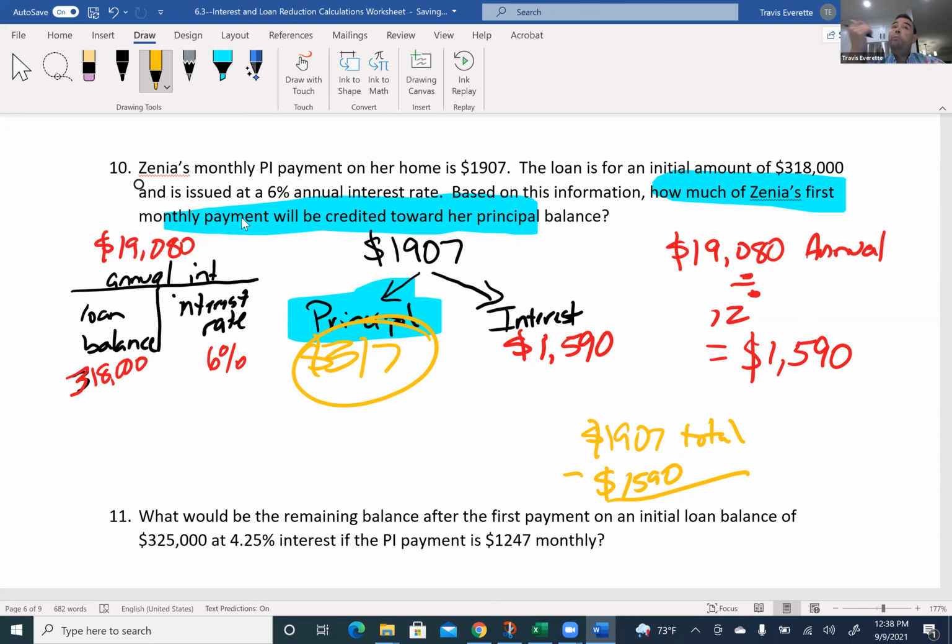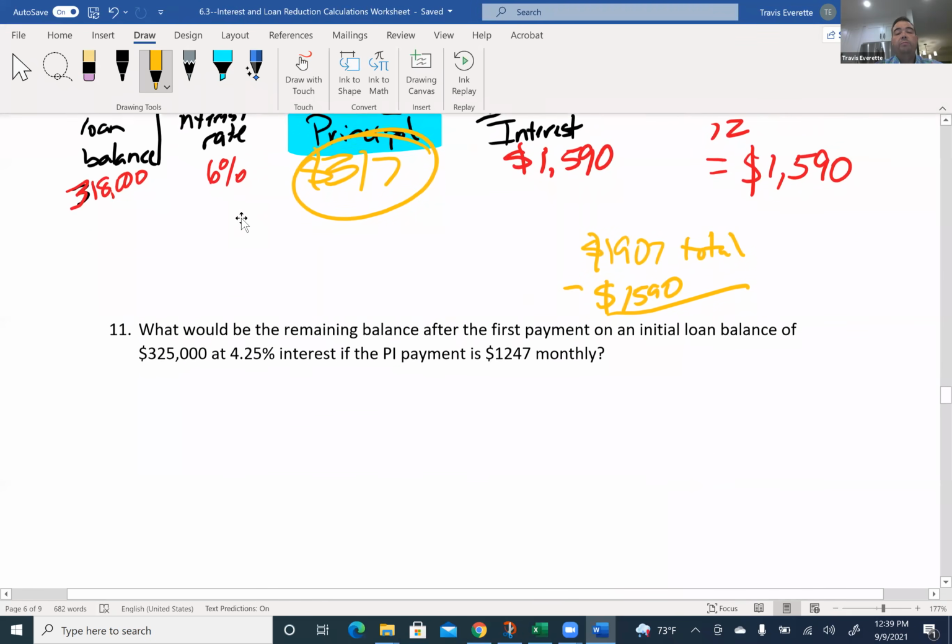Remember, the next payment would be a little bit different. The next payment would have a little bit less interest owed, because they would only be paying interest on a lesser loan balance. And because there would be a little bit less interest paid, and because the payment would remain the same at 1907, a little bit more would be paid toward the principal. But this would be how the first payment would break down.